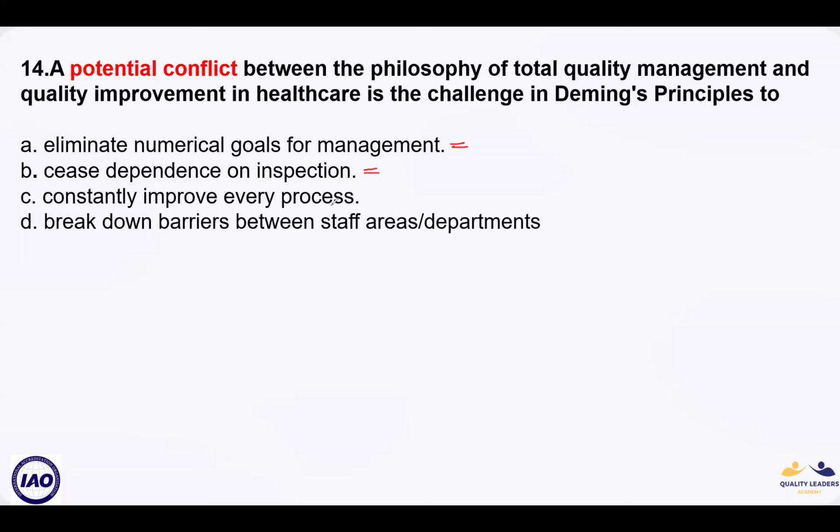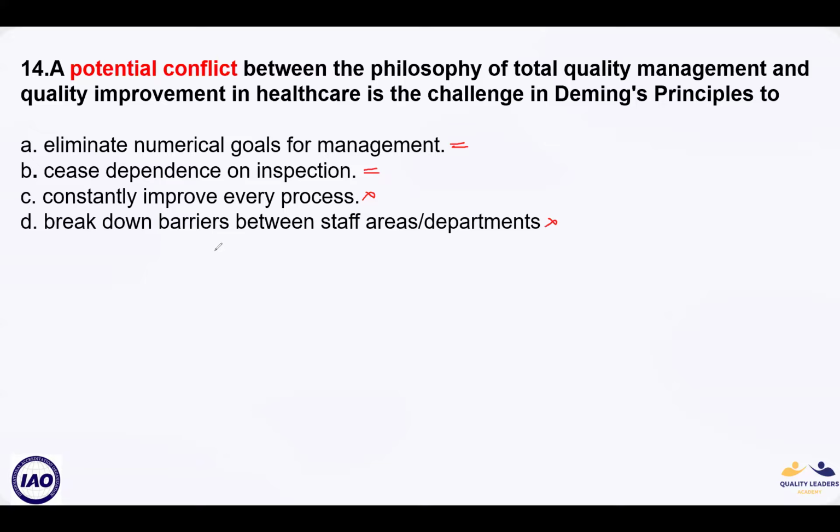This is exactly where healthcare quality wants, and also Deming's TQM principle. So this is not the right option. Coming to D, break down barriers between staff and areas of departments. Yes, Deming also talks about it, and healthcare organizations also, for quality improvement, break down the barriers. So there is no conflict between this point, as far as healthcare quality as well as Deming's principles are concerned, right?